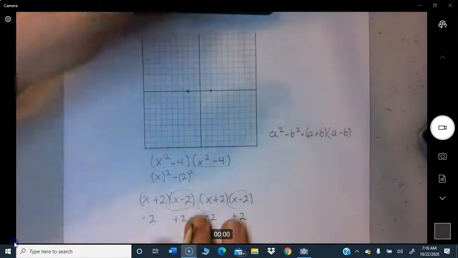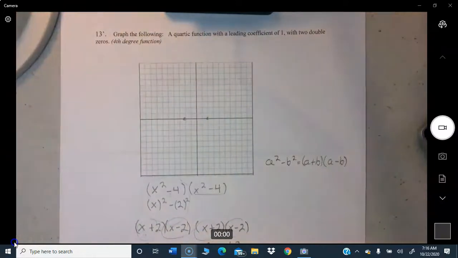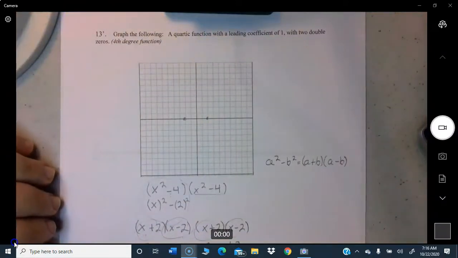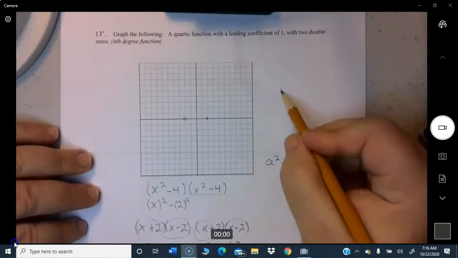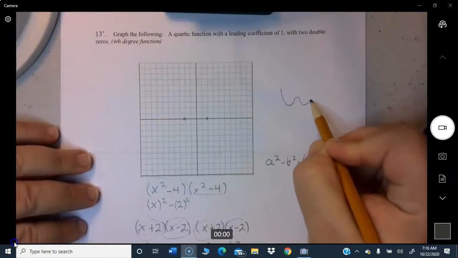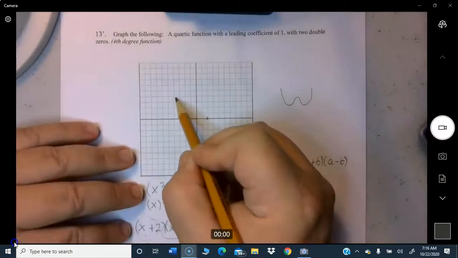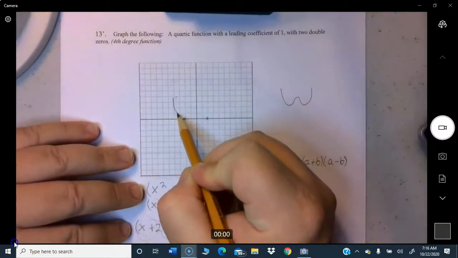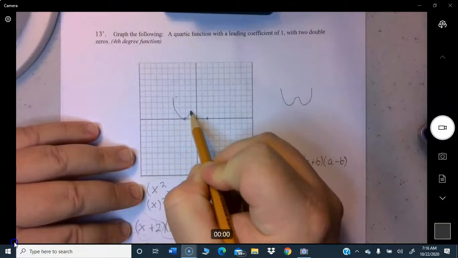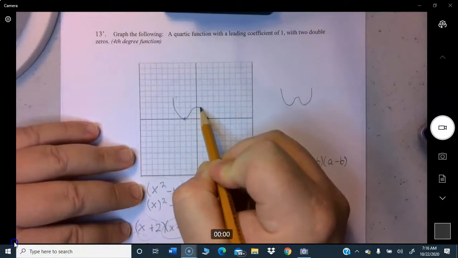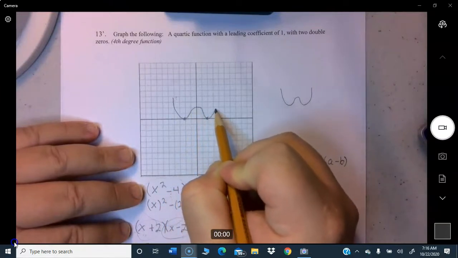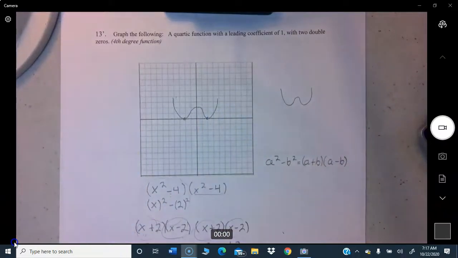And what you have to simply know is this. The only other thing you need to know is that a quartic with a coefficient of positive 1 is going to look kind of like a W. It's going to kind of have this shape. Okay, go on to Desmos and plot this and see what it looks like. Okay, so it's going to look like this. I don't know what the y-intercept's going to be. It's going to be somewhere around there. And it's going to look something like that.